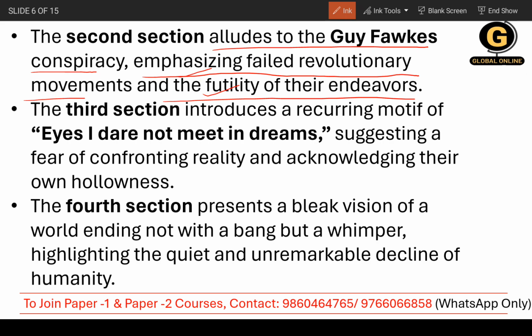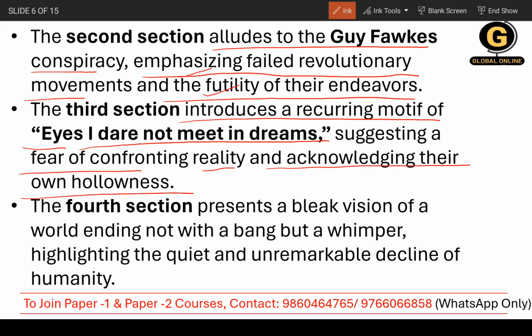Now the third section introduces a recurring motif of eyes I dare not meet in dreams, suggesting a fear of confronting reality and acknowledging their own hollowness. So it's like we don't want to confront the reality. Sometimes we want to escape, right? Through books, sometimes we escape through movies, web series and all. We escape, and sometimes we just like to sleep and don't want to talk about reality. So it's all about that, suggesting a fear of confronting reality and acknowledging their own hollowness. Like inside, we feel hollow, feel empty.